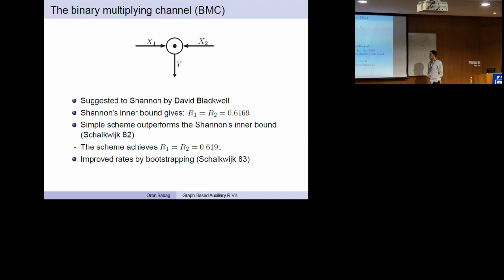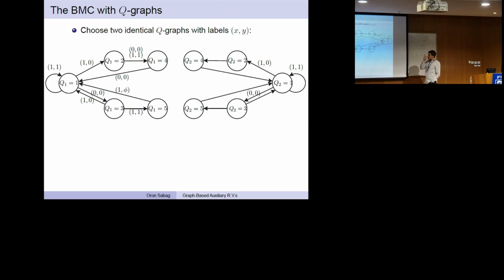He also improved this rate by using bootstrapping, but this is not the point. We are just looking for an example where we show that our region is strictly larger than the Shannon inner bound. Okay. So we took the Schalkwijk 82 scheme and presented it on two Q graphs. So we have Q1 on the left, and we have Q2 on the right.